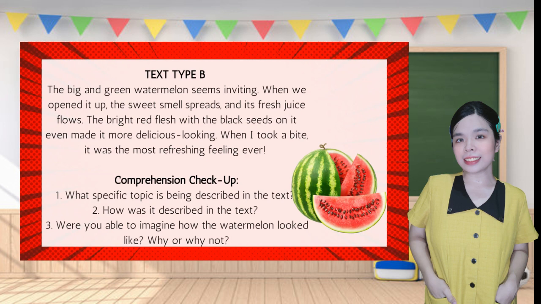So now, let us ask these questions. What specific topic is being described in the text? How was it described in the text? Were you able to imagine how the watermelon looked like? Why or why not?